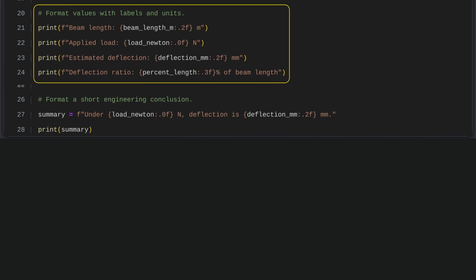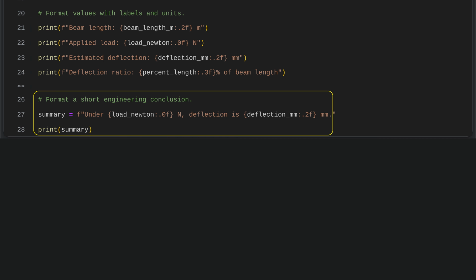The output presents key beam analysis results in a clear, readable format. It shows the beam length in meters, the applied load in newtons, the estimated deflection in millimeters, and the deflection as a percentage of the beam length. Each value is rounded appropriately, so the results are precise and easy to interpret.